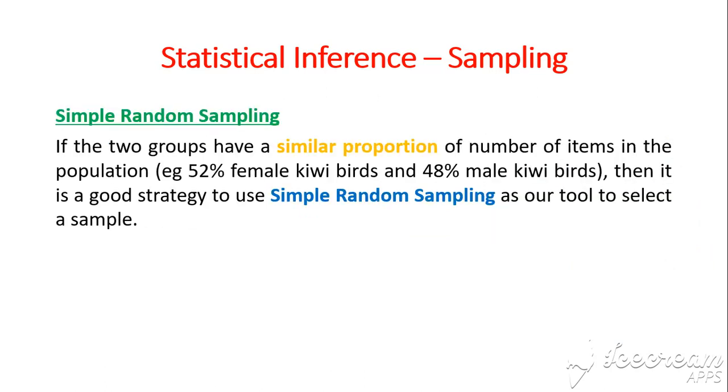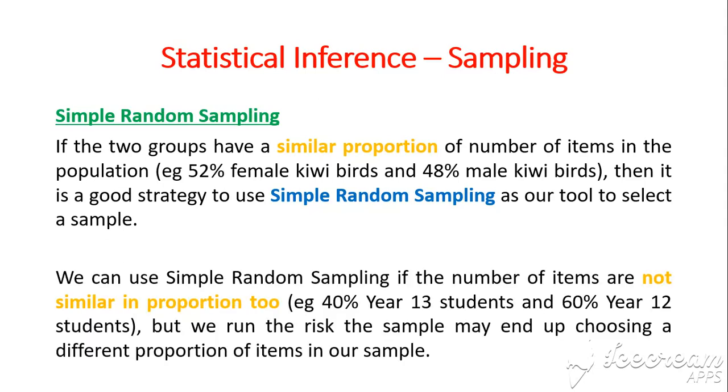Now, if the two groups have a similar proportion of items in the population, for example, say 52% female kiwi birds and 48% male kiwi birds, then there's no reason why we can't use simple random sampling. It's a good strategy to use in this example. We'll use this to select our sample.